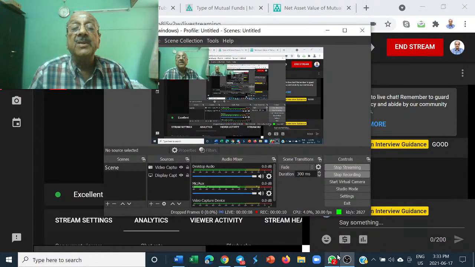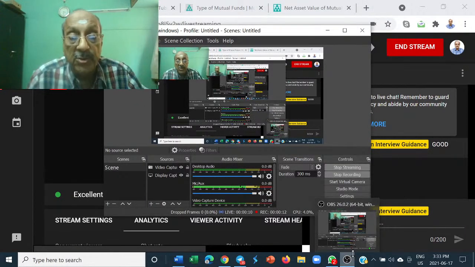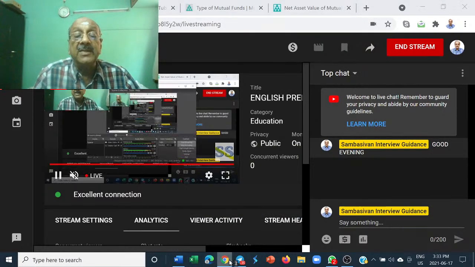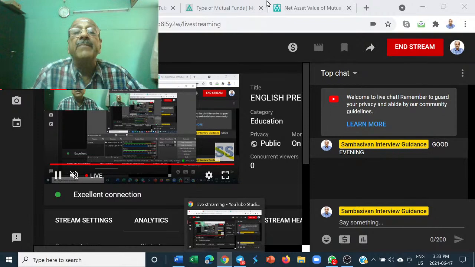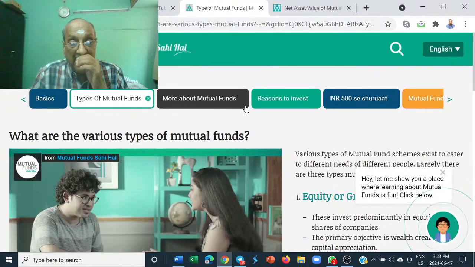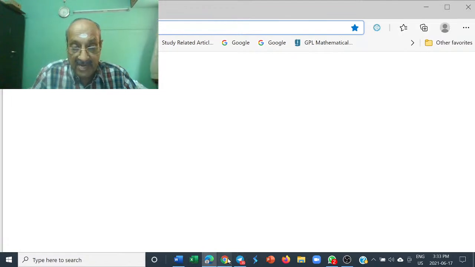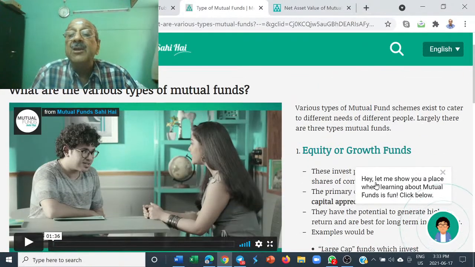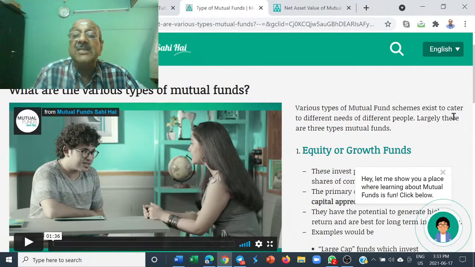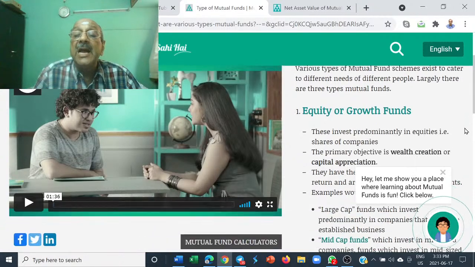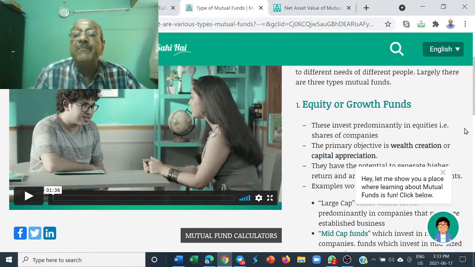Candidates, now I wanted to tell you about mutual funds. What are the different types of mutual funds? Various types of mutual fund schemes exist to cater to different types of needs of people. Largely, there are three types of mutual funds. I'll be telling you about this.